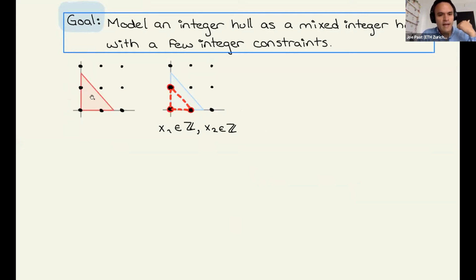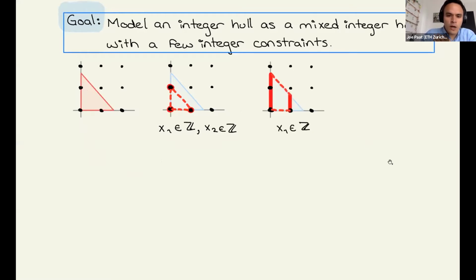Well, here on the left, I have this red triangle, this polyhedron. And if I impose integrality on each component of the points individually, then I recover these three integer points, and the integer hull is just this dashed region. Okay. So you can ask, well, what happens if you drop one of the integrality constraints? Well, then we get this mixed integer set. And here again, I've highlighted the mixed integer hull.